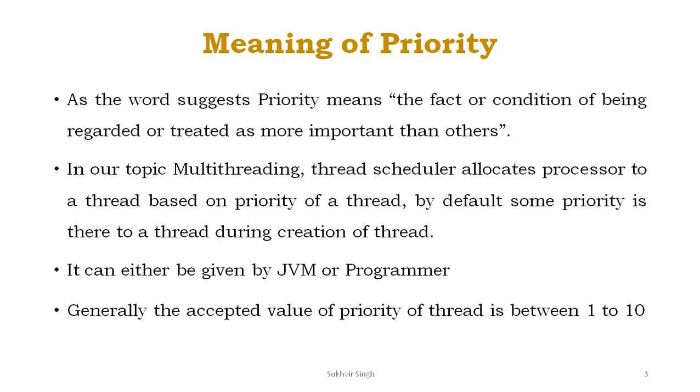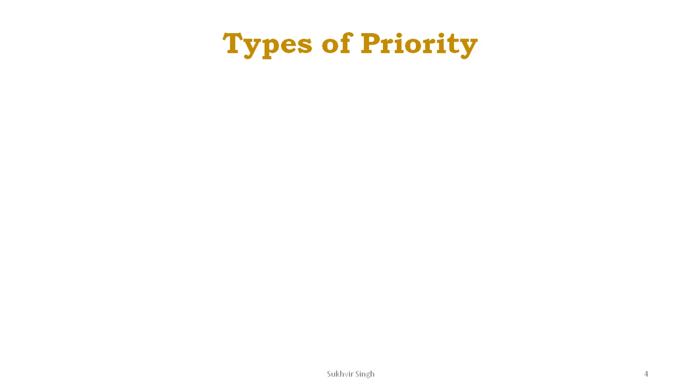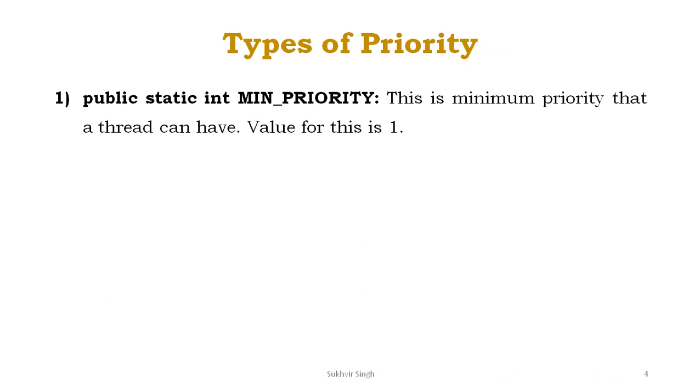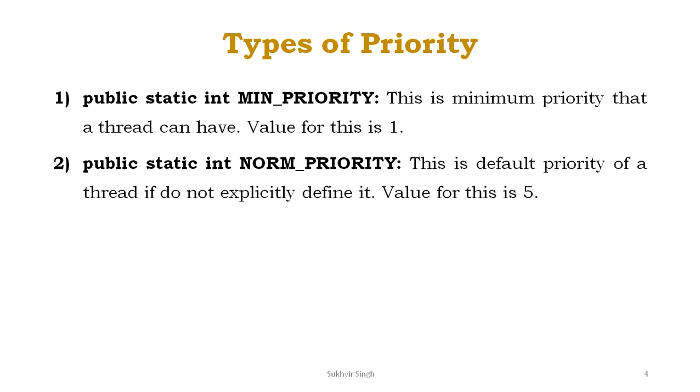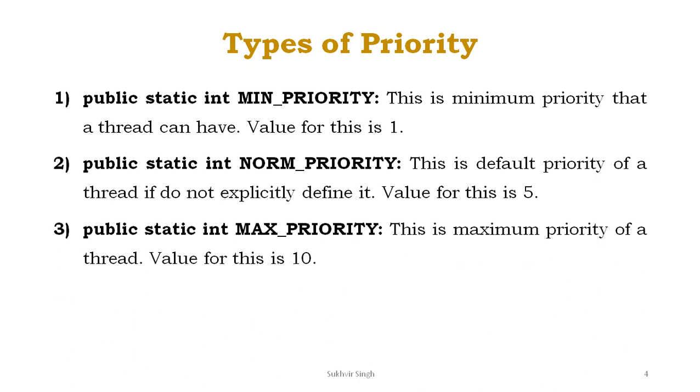Now what are the numbers given to the priority? Generally the accepted values of priority of a thread are between 1 and 10. What are the types of priority? First is MIN_PRIORITY, and the value is 1. Second is NORM_PRIORITY, the value is 5. And third is MAX_PRIORITY, the value is 10.